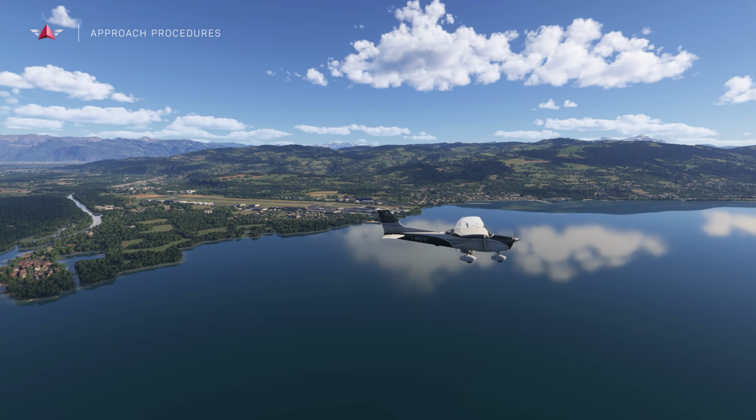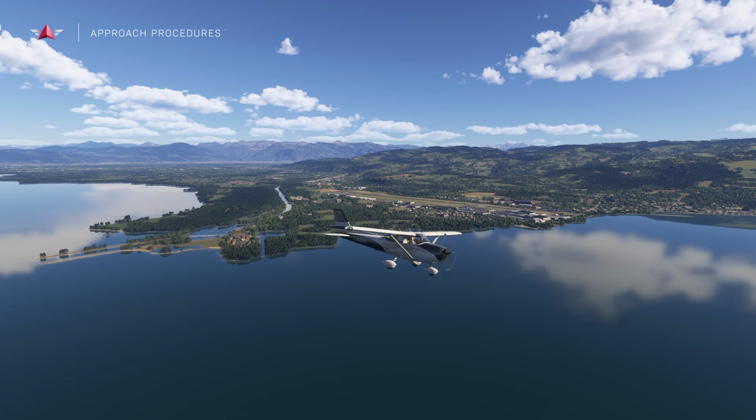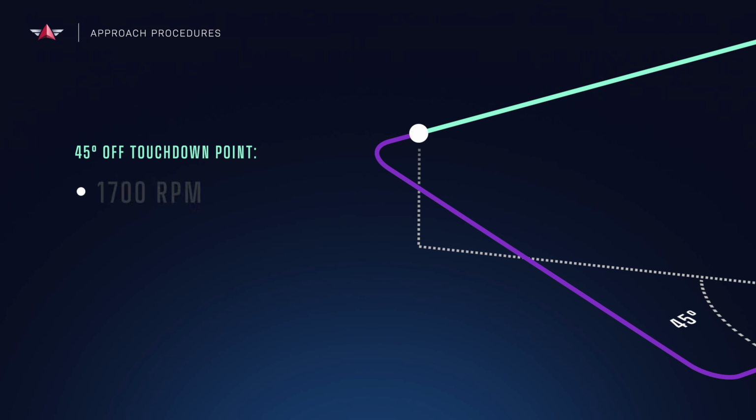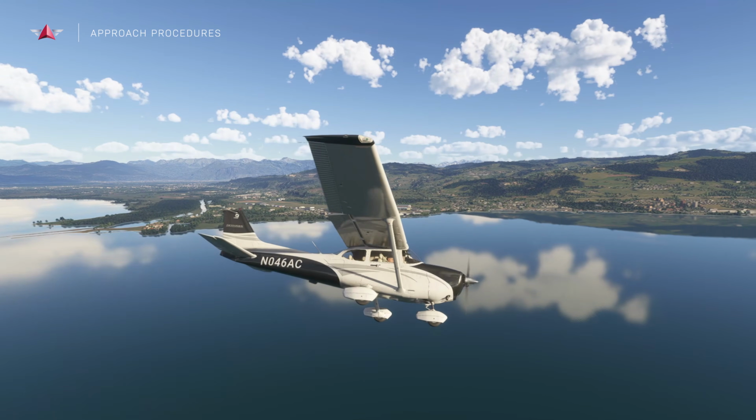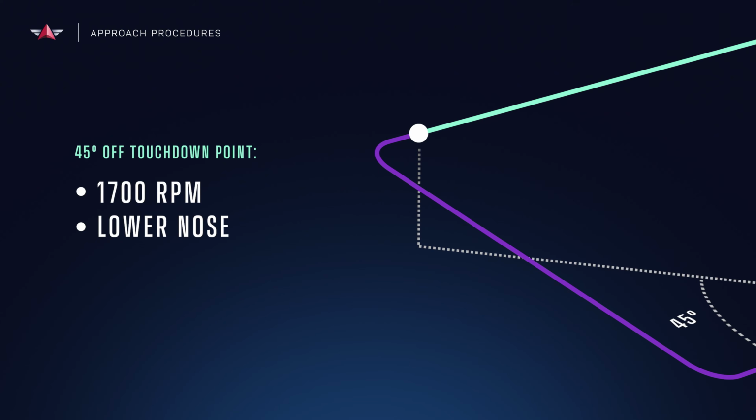Once the touchdown point is approximately 45 degrees behind our left wing, it is time to turn base. Before entering the left turn, we reduce our power to 1700 RPM, and we'll allow our nose to drop slightly. We check our left and find our landmark and turn. As we turn base, the aircraft will have begun descending.